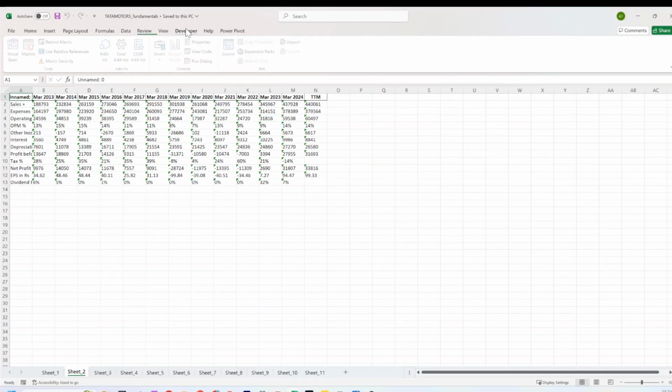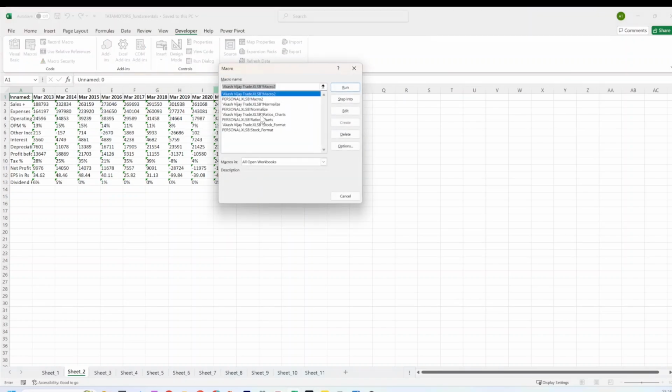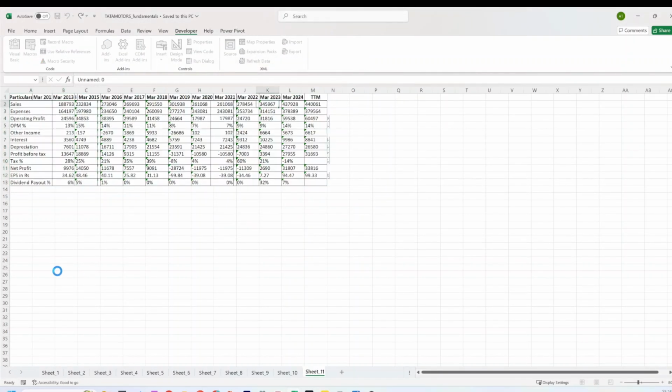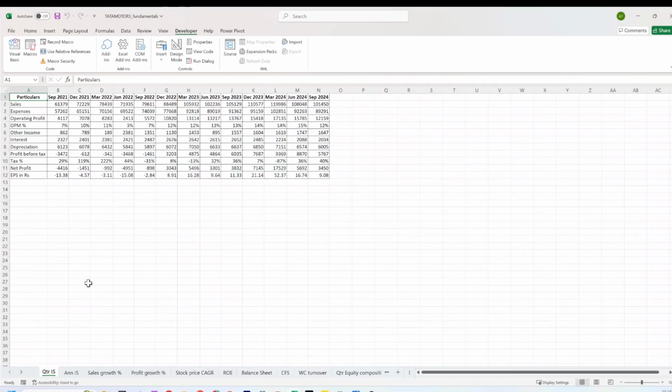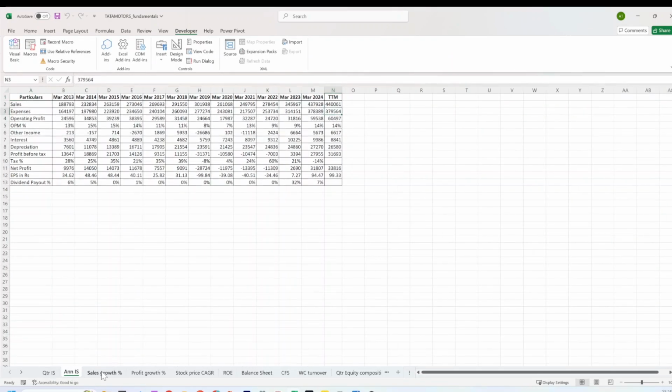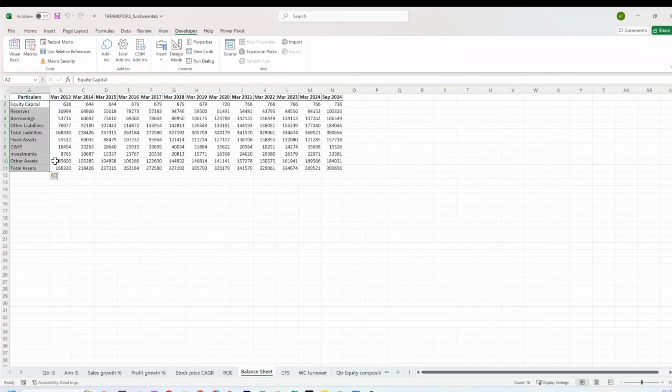So let's run our code. Here we go to Developer and we open our macros. Our first macro is to format our numbers. So this is our macro and it's running. See, within a few seconds, this macro has made these changes and it has also given the sheet names showing what kind of numbers are there in this Excel.